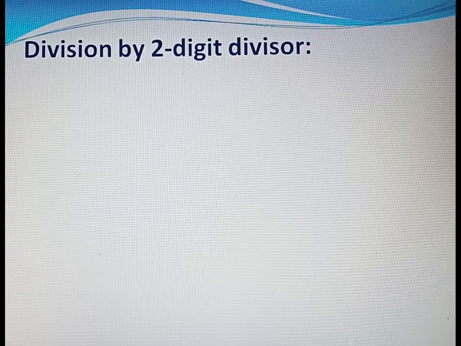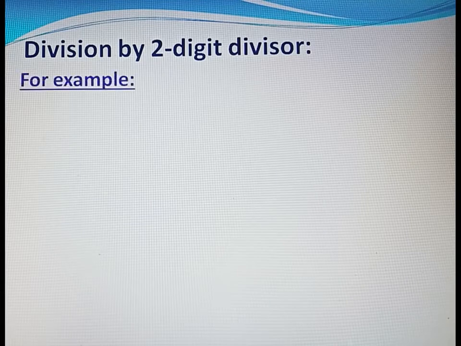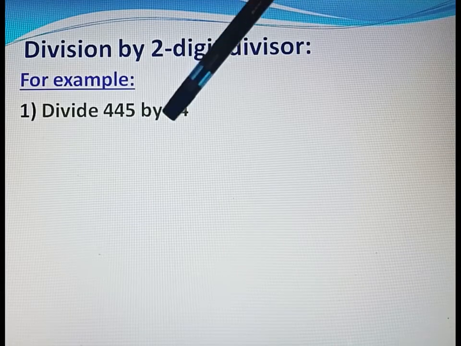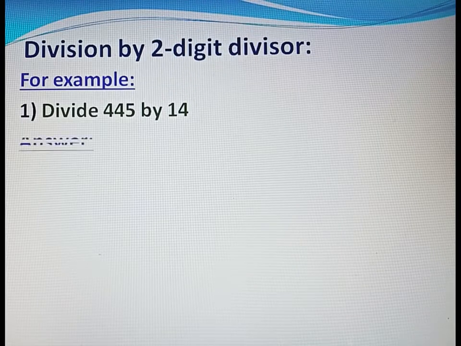Now come to new topic, division by 2-digit divisor. I will explain you by an example. Example number 1. Divide 445 by 14. Answer.